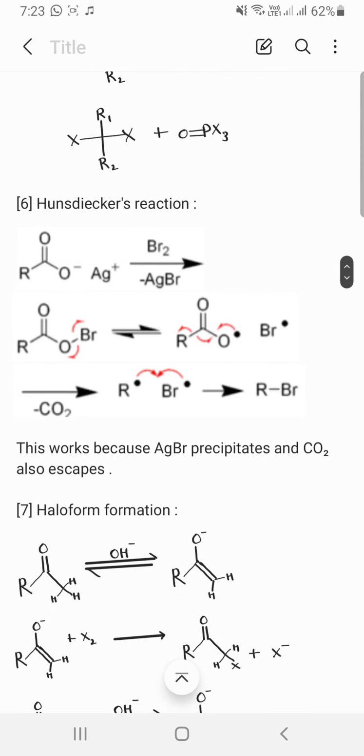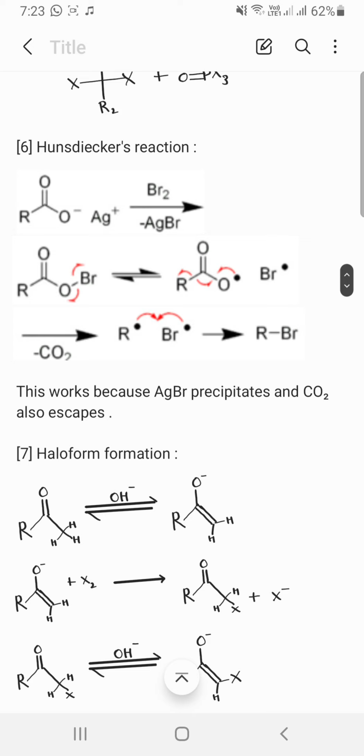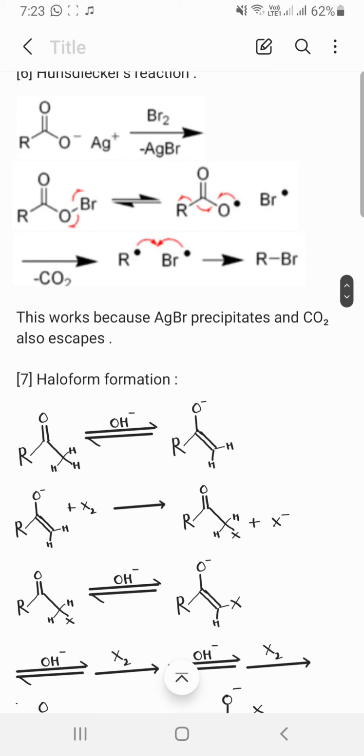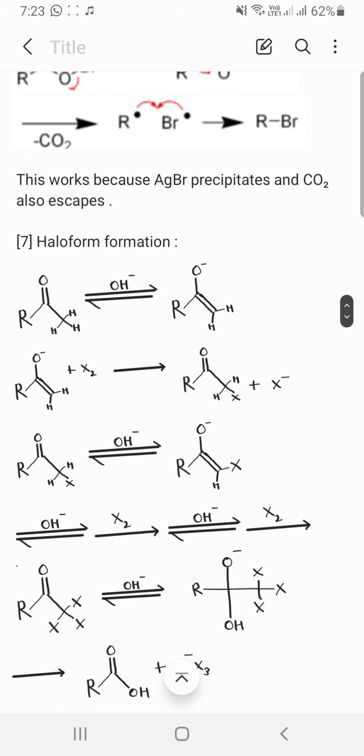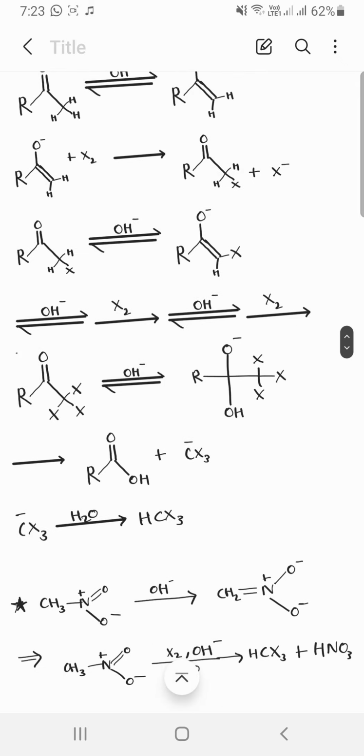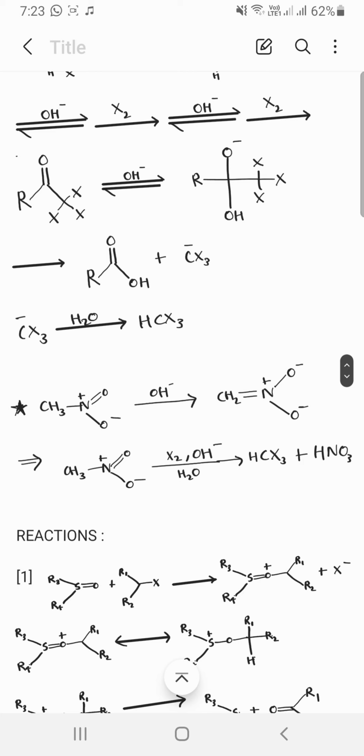This reaction is not so extraordinary, it's just decarboxylation. So probably we are going to heat it, and that's why this will happen. Yeah, fine. Haloform formation. Yeah, basically the normal haloform reaction.